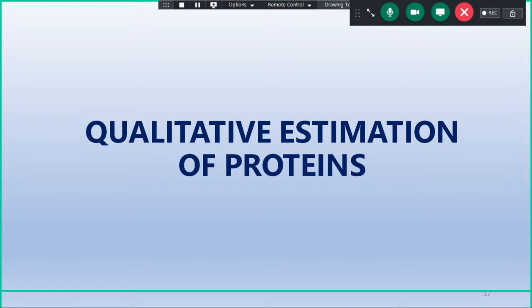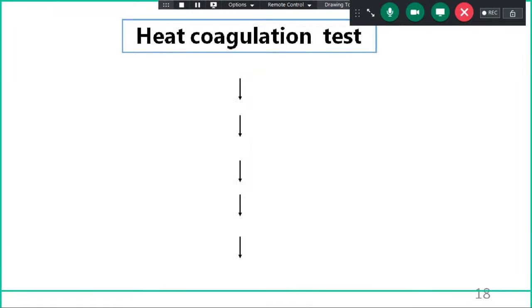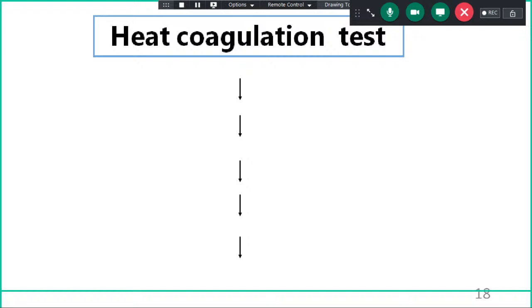Now how are we going to estimate the protein in a certain sample? For this we have qualitative estimation and quantitative estimation. In qualitative estimation we only see whether there is presence or absence of protein, and in quantitative estimation we measure the value of protein in the given sample. For example, the heat coagulation test is a qualitative test where you can see coagulation or precipitation of protein, and if there is precipitation you can say the protein is present.